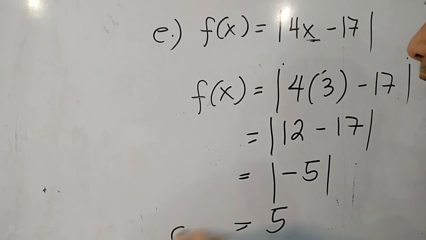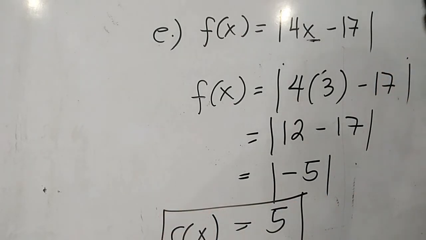So the value of f of x is equal to the absolute value of 4x minus 17 when x is equal to 3 is 5. Easy.